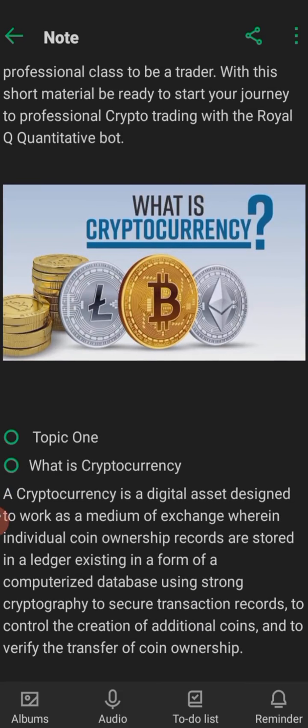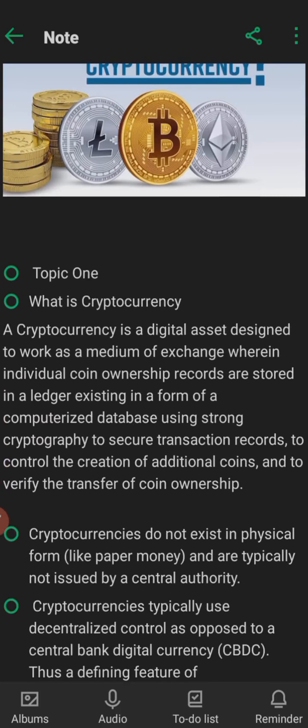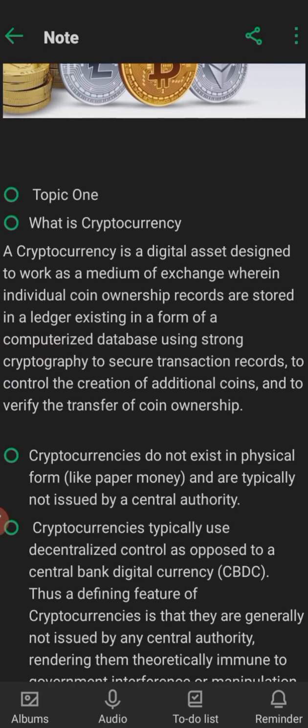Now, what is this cryptocurrency that we all want to trade? Permit me to read at this point. A cryptocurrency is a digital asset designed to work as a medium of exchange. Now, let us note the various key points. First of all, it's designed to work as a medium of exchange wherein individual coin ownership records are stored in the ledger, existing in the form of a computerized database using strong cryptography to secure transaction records.